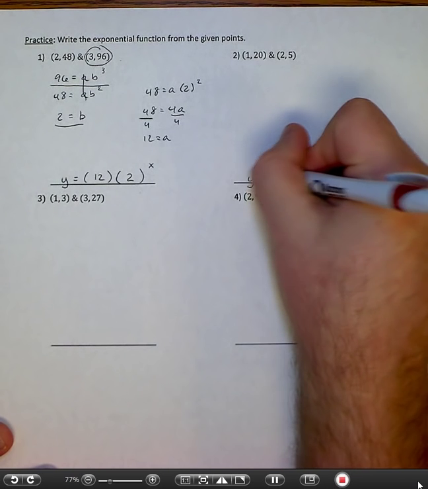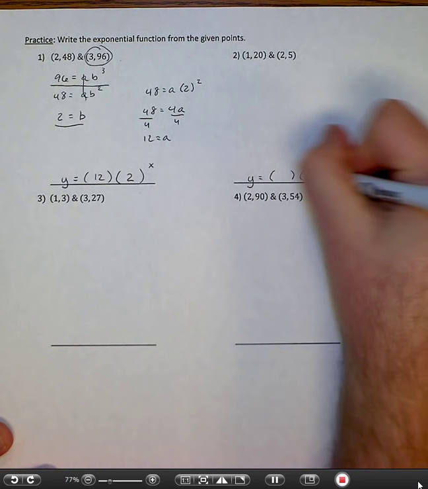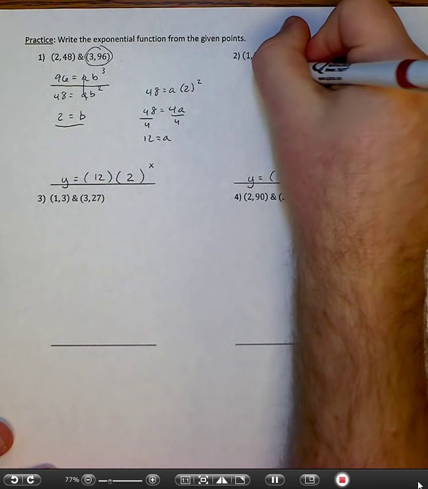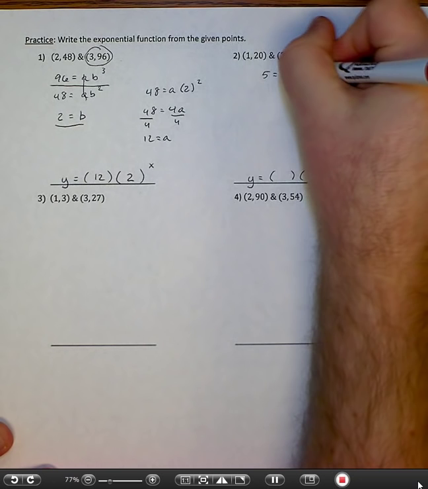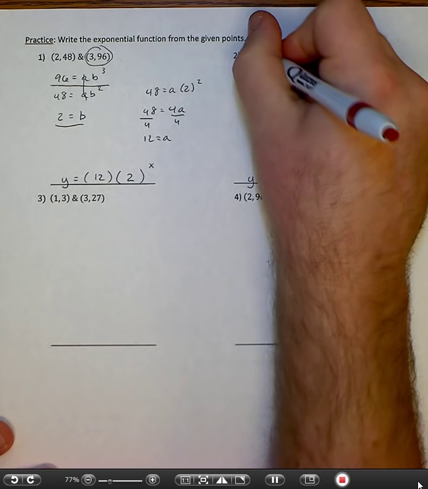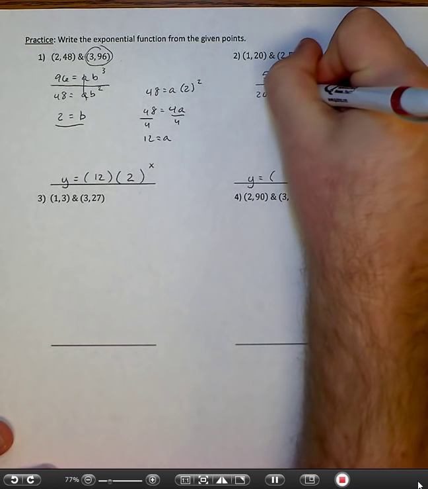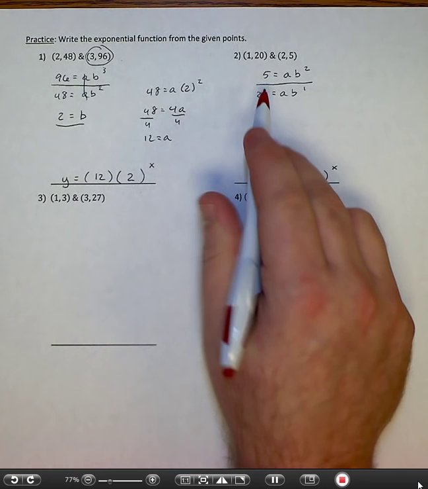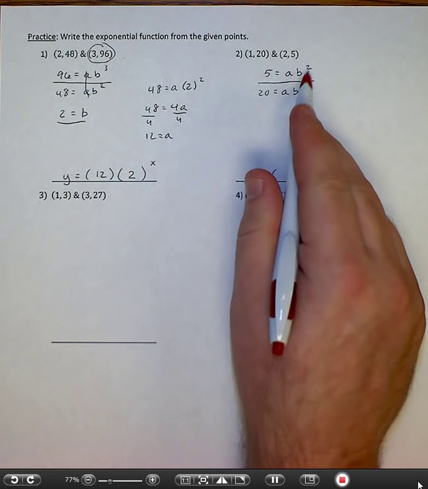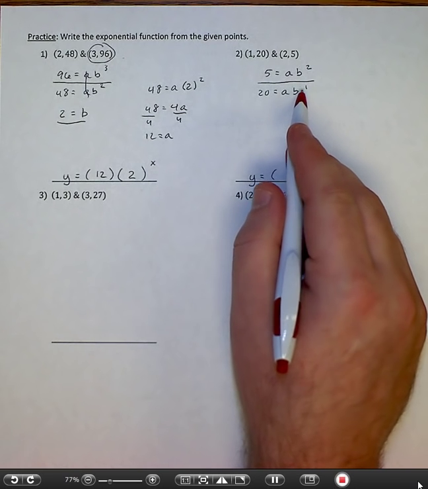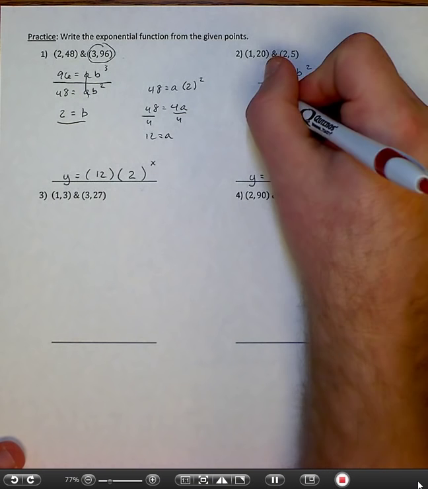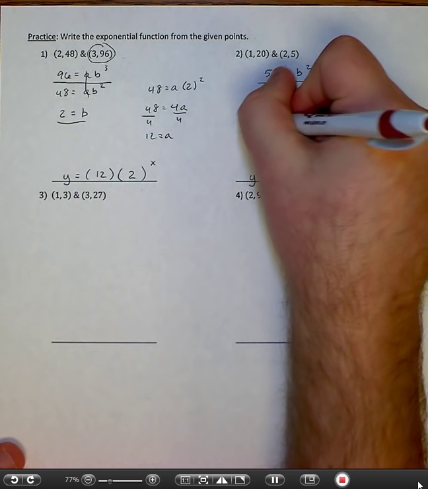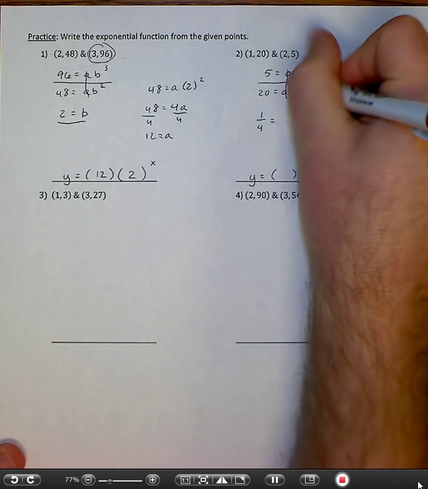Next one, do the same thing. I need those two pieces. 5 equals ab to the second. 20 equals ab to the first. Now you might be thinking, well, the larger number's on the bottom now. I don't care what these values are. I want the larger exponent first. Okay, so watch what happens here. 5 divided by 20, and I'm going to leave it as a fraction and reduce it. Take 5 out, I get 1 over 4 equals b.